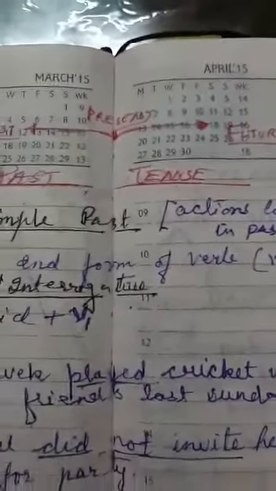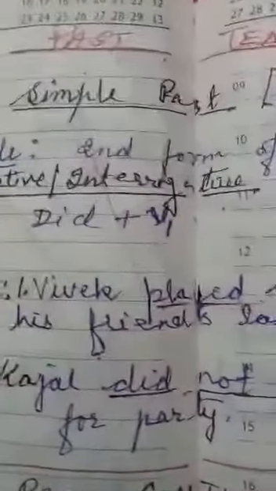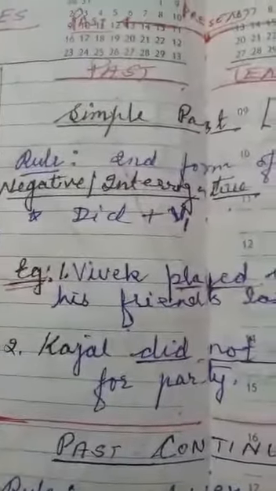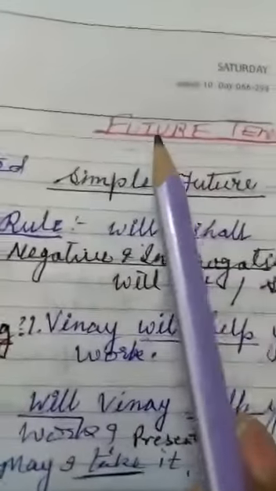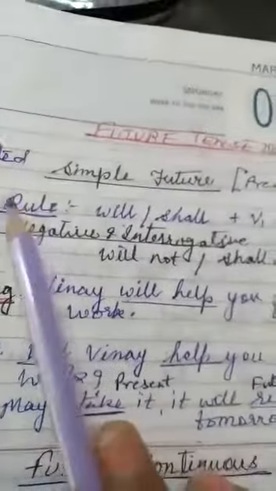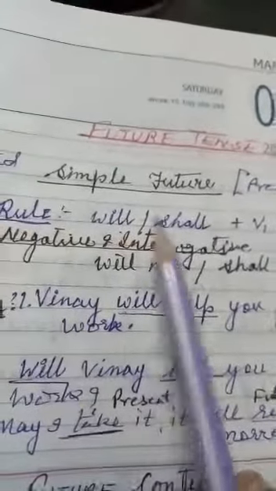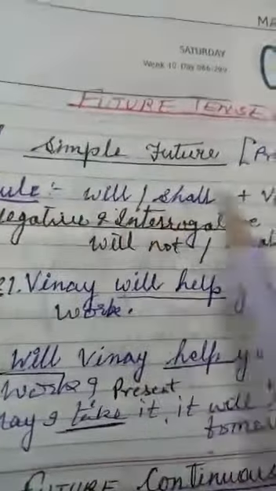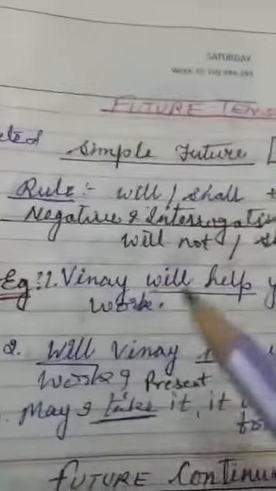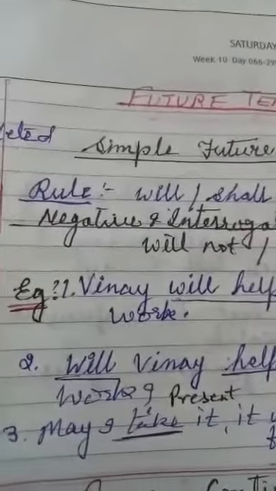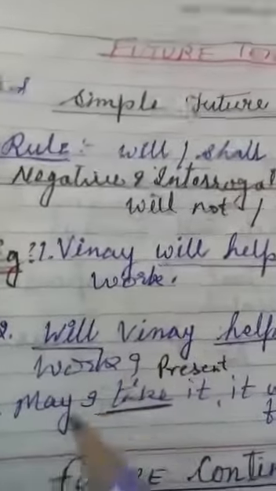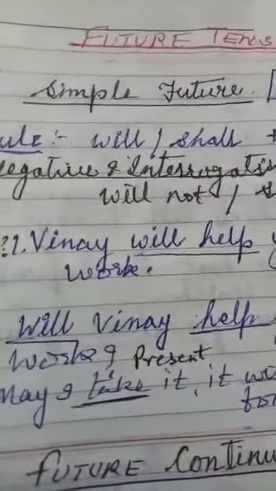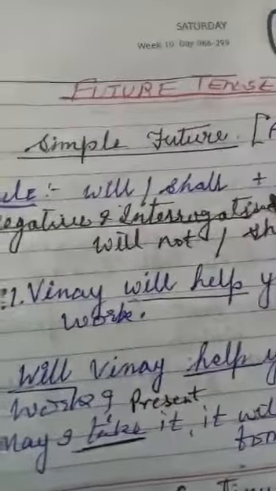Like they went to the market, they played cricket, we laughed at his foolishness, we applied for the job. Now come to the future tense, the simple future, where the rules are very simple: will, shall plus the first form of the verb. In negative, again will not, shall not, and I will help you if you need. Will Vinay help you? So the same as I said.